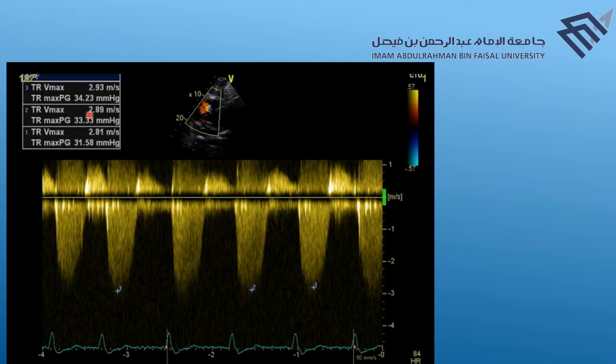Another thing we can note here is the tricuspid regurgitation jet density is not very dense compared to the inflow. So again, this is severe. Not only that, if you look at the shape of the tricuspid regurgitation jet, it's somewhat parabolic. It's not early peaking. Again, this is severe tricuspid regurgitation.